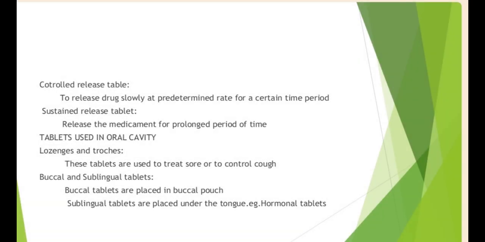Next, move on to controlled release tablets. These are tablets intended to release the drug slowly at a predetermined rate for a certain time period after ingestion and successful in maintaining constant drug levels in the blood or target tissue. Example, paroxetine hydrochloride CR tablets. Next, move on to sustained release tablets. These tablets are prepared using sustained release polymers, which release the medicament for a prolonged period of time, thereby minimizing the frequent administration of drugs. Example, diclofenac XR tablets.